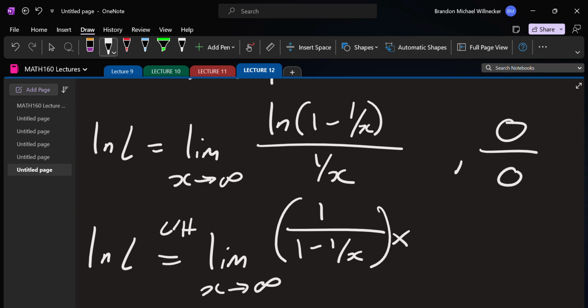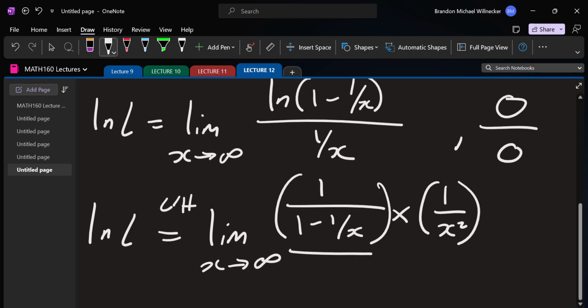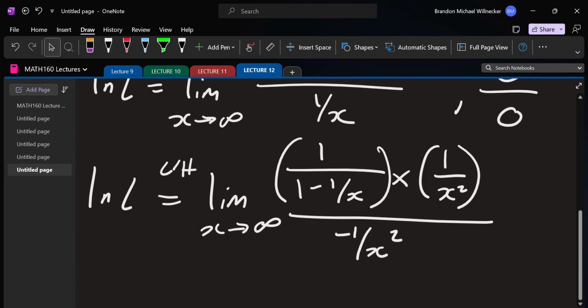So it's going to be 1 over the stuff inside. So we just leave it like that. Now, times the derivative of the stuff inside, right, from the chain rule. So the derivative of 1 over x, that's minus 1 over x squared. The minus and the minus make a plus, so it's 1 over x squared. Okay, what about the bottom? The derivative of 1 over x is minus 1 over x squared.